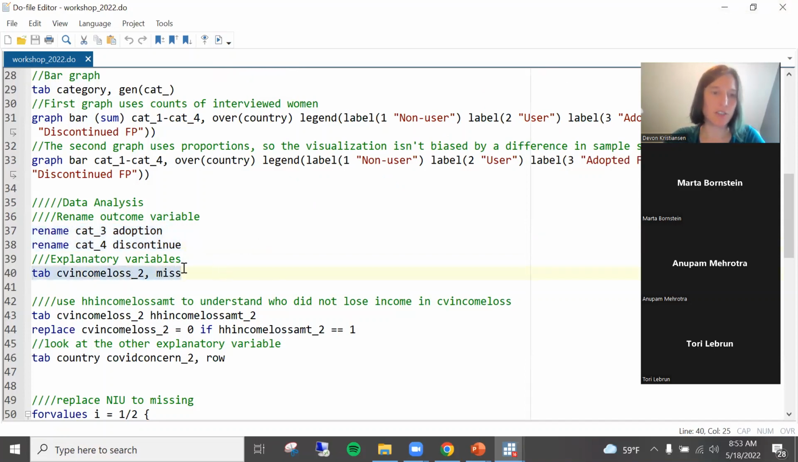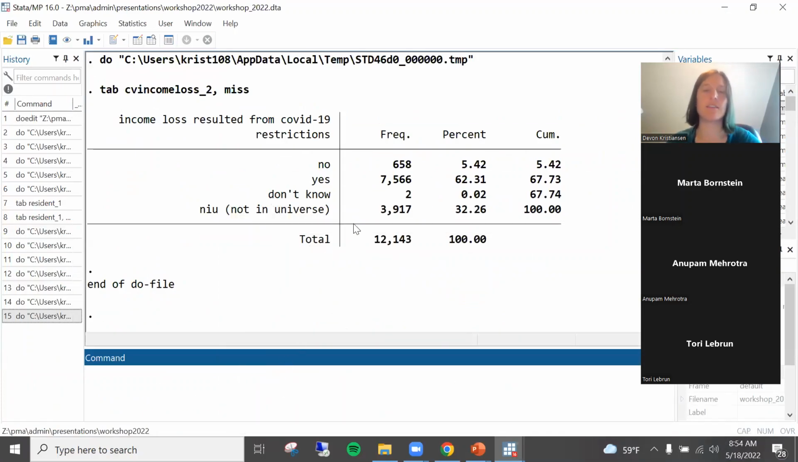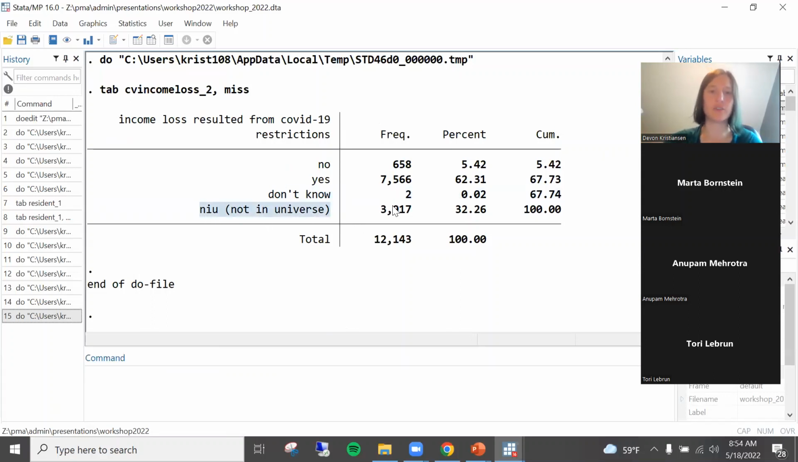And then I also want to take a look at one of our main explanatory variables of whether the household lost income due to COVID. And so this is what I was getting at when we're creating the data extract from the website. So we have this NIU category of not in universe. So these are women who lived in households that did not lose income because women were only given this question in their survey if they reported that their household did lose income.